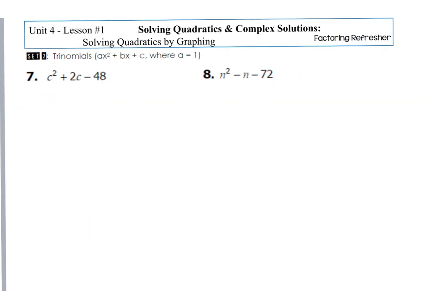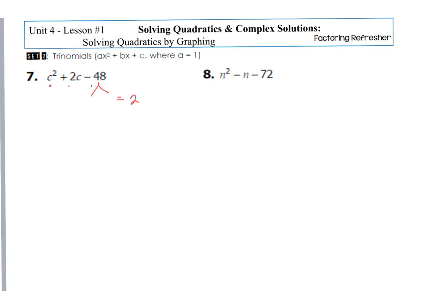Okay, on number 7, I need to factor c squared plus 2c minus 48. So I think, oh, there's 1, 2, 3. I'm going to use factor tree to factor this. I'm looking for two numbers that multiply to negative 48 but add to positive 2.